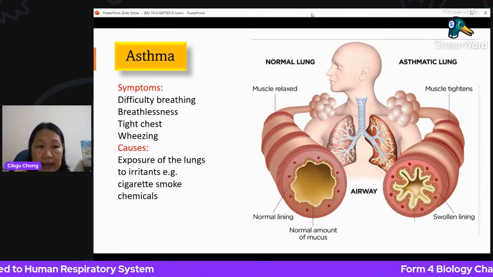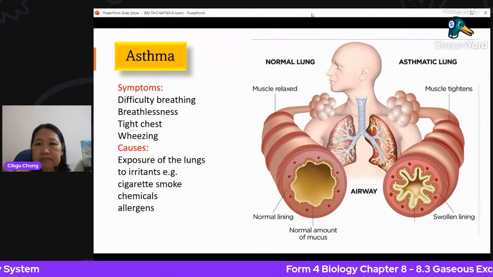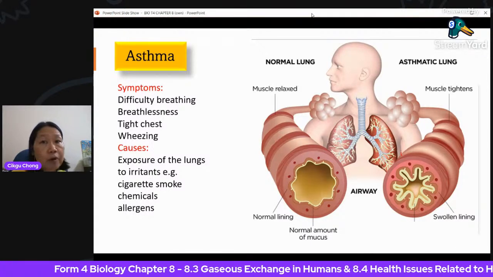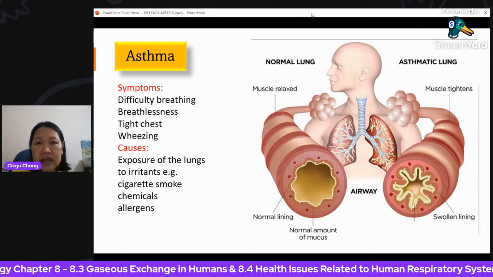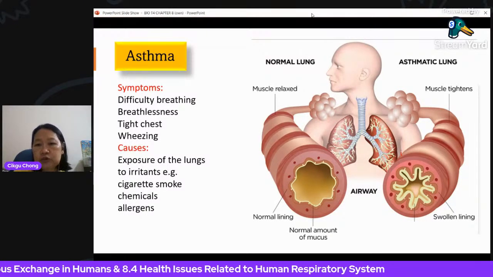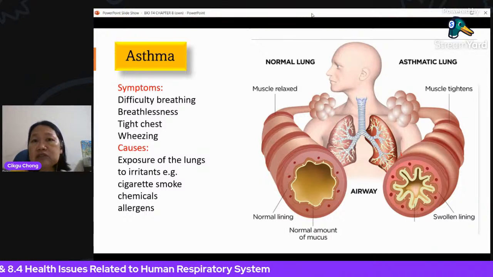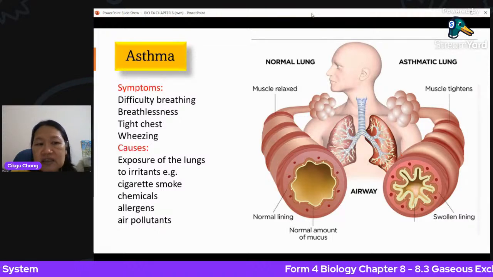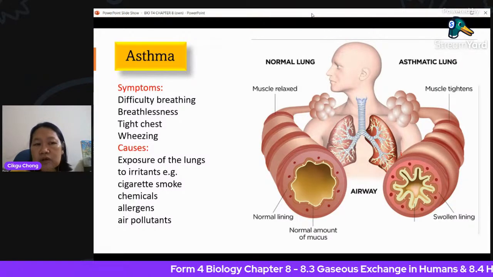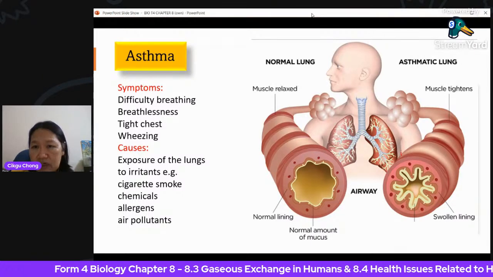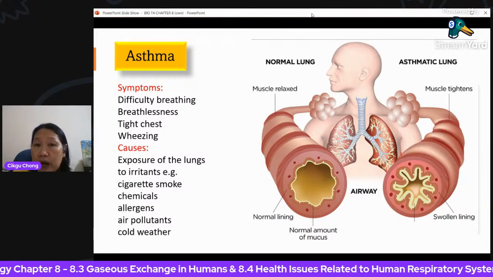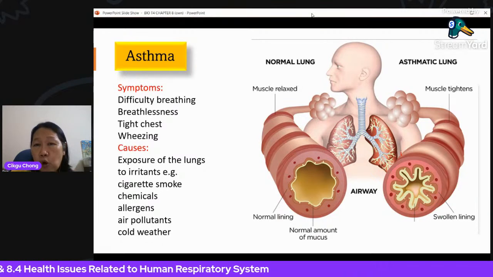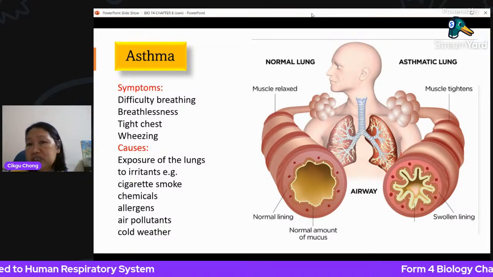Okay, then chemicals in the air, allergens. These are the proteins that are found on certain things like pollen grains. Pollen grains have protein coats, and that will trigger your body to have an asthmatic attack. Allergens are things that can make you sensitive, right? And then air pollutants, haze, smoke, dust, all that when you inhale into your bronchus. Okay, now cold weather as well. Cold weather makes your muscles tighten more, so it can also cause you to have an asthmatic attack.